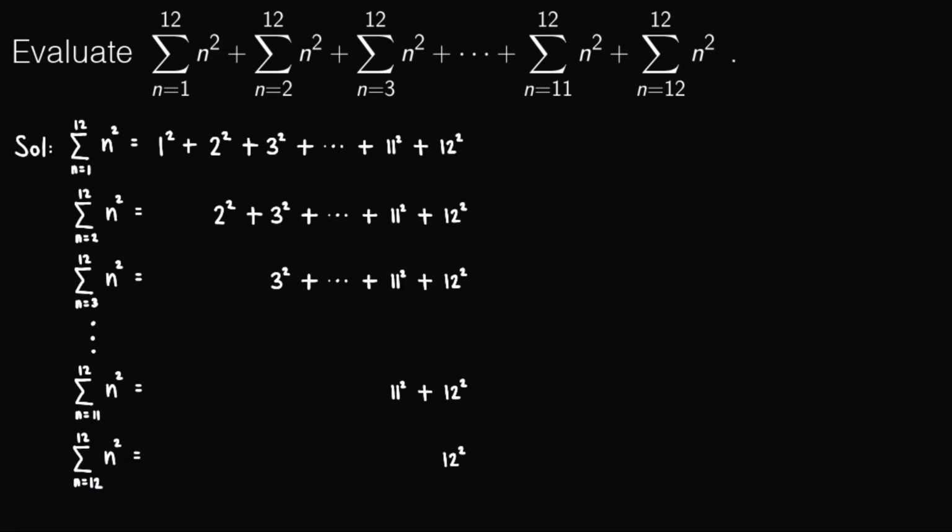Now, what can we observe here? Observe that if we combine these, or we add these summations, what happens is that we add 1 squared once, we add 2 squared twice, here 2 squared twice, we add 3 squared thrice, and so on. For 11 squared, we add it 11 times, and for 12 squared, we add it 12 times.